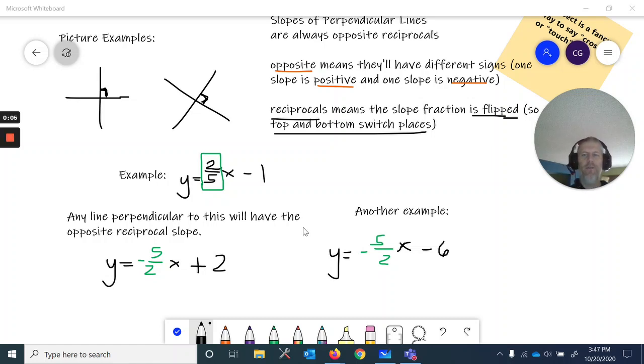In the last video, we talked about perpendicular slopes and how two lines that are perpendicular will have slopes that are always opposite reciprocals. Opposite again means that one slope is positive and one slope is negative, and reciprocals means that the top and bottom number on the fraction switch places. So our example was y equals 2/5 x minus 1. The 2/5 switches to 5/2. That's the reciprocal part. And the positive switches to negative. Okay, so let's see what this looks like on a graph.